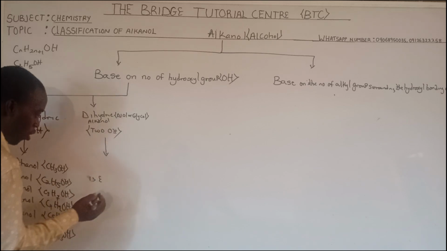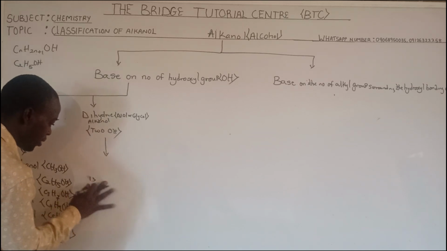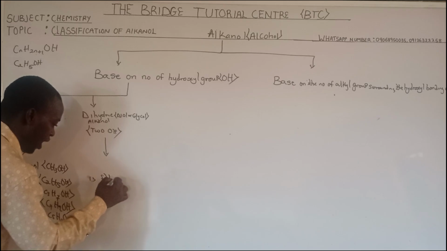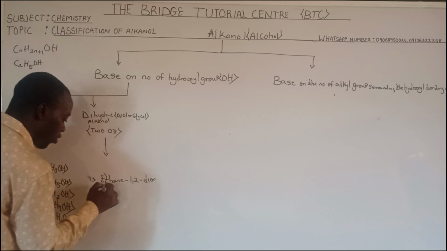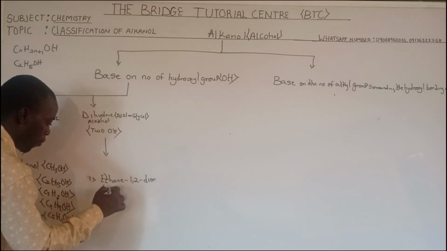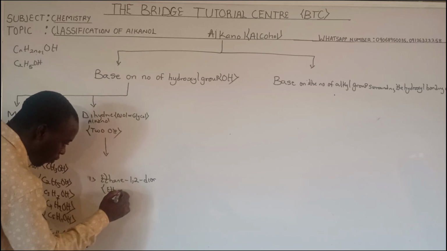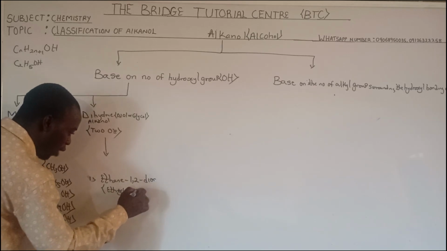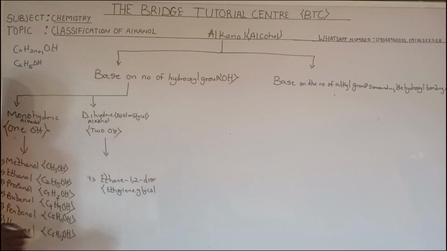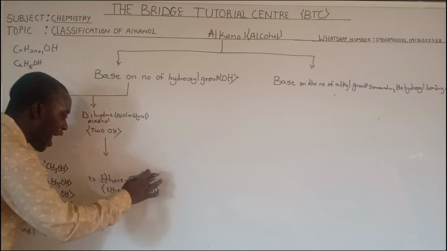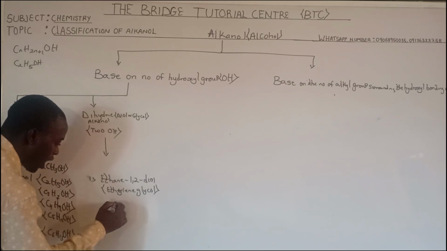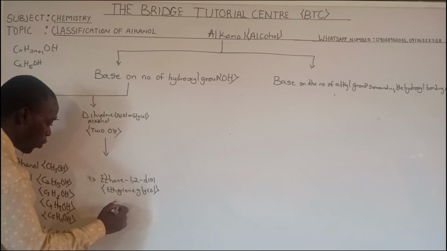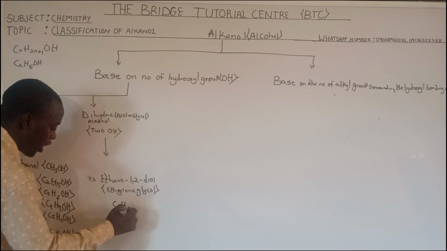We have ethylene glycol, which is also called ethane 1,2-diol, or if you like, you can call it ethylene glycol. So what's the structural formula for this one? As you can see, ethane 1,2-diol. Let us write the formula for ethane. We have C2H6, like this.